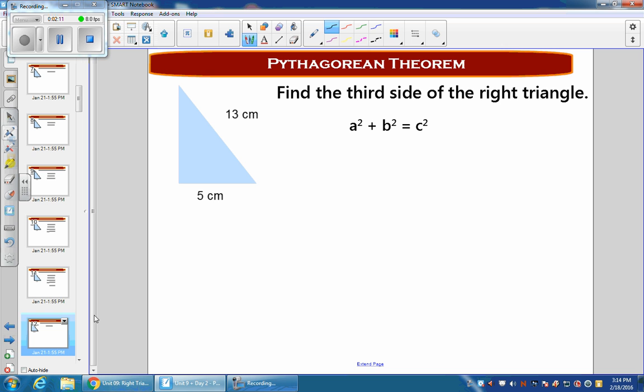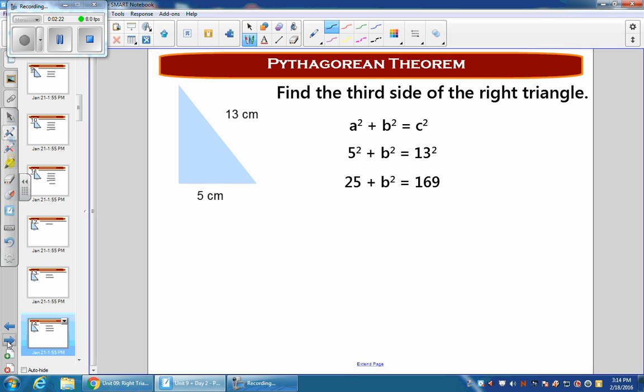Now here, if we want to use Pythagorean theorem, c is the hypotenuse. So the first step is to do 5 squared plus b squared equals 13 squared. And then you square them, subtract them from both sides to get 144, square root that, and this side is 12 centimeters.